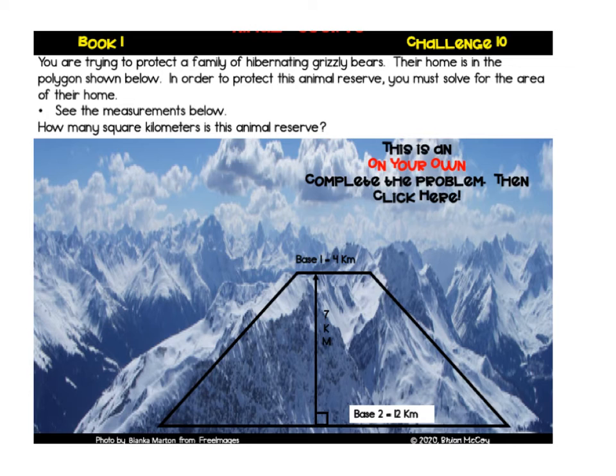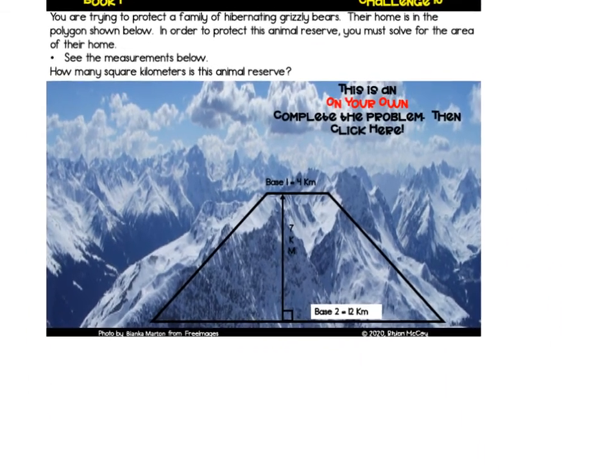See the measurements below. We've got the height here of 7 kilometers, and the base all the way across here for the bottom base, base 2, is 12 kilometers, and this top base up here, base 1, is 4 kilometers. And you must solve for how many square kilometers are in this animal reserve right here. Without further ado, let's move on and start solving this problem.